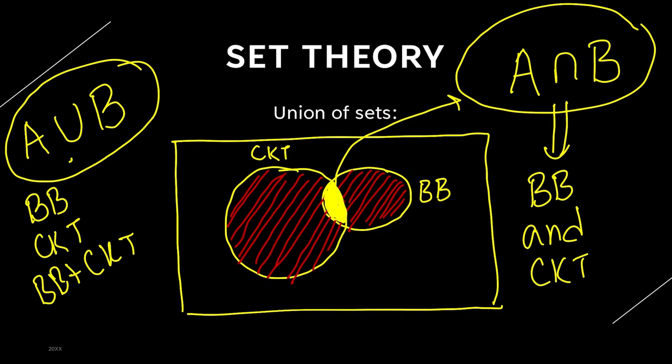In this intersection, this means only those students who have taken both cricket and basketball. Don't worry, in the next video we are going to do previous year questions. These concepts will get clear when we see the questions. So for now you just have to understand what a union means and what an intersection means.